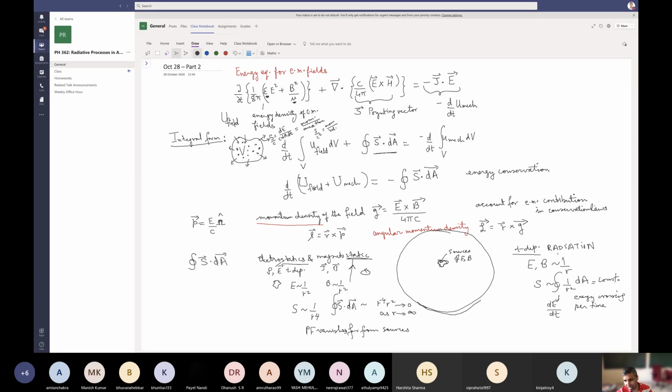Okay, and in this radiation regime, the same energy crosses this shell or this shell.